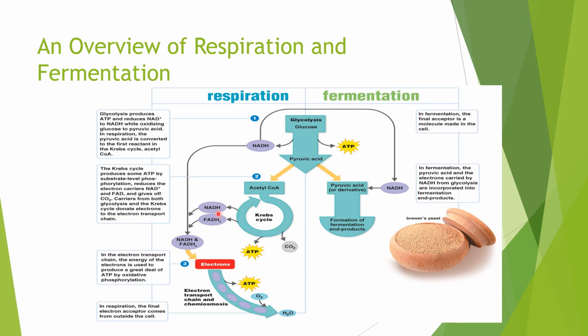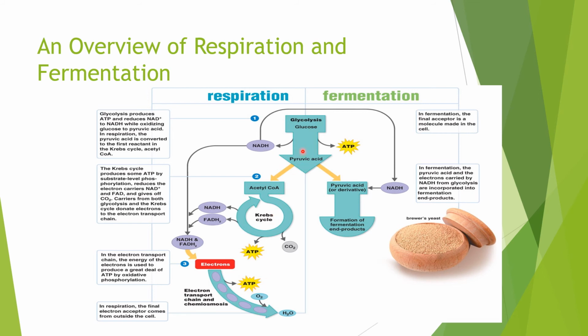Now, what happens to all of these electrons that are now carried by the NADH and FADH2? These electrons are going to be used in the third cycle known as the electron transport chain. So during the electron transport chain, all of these electrons are going to be used to produce ATP. And I'll show you a picture explaining how this takes place.